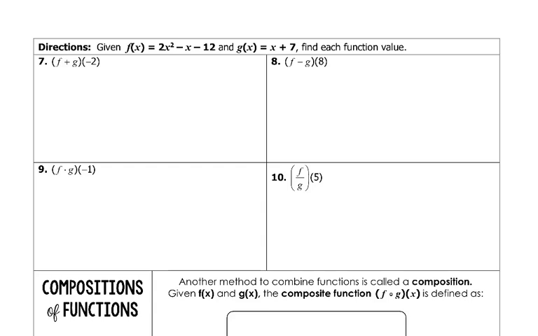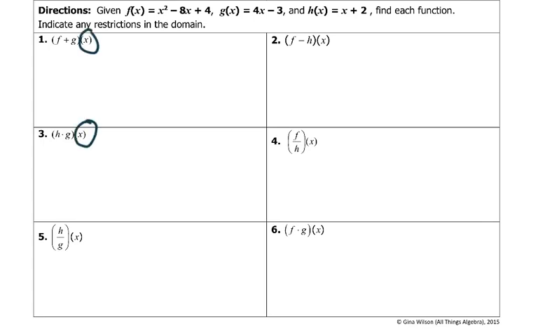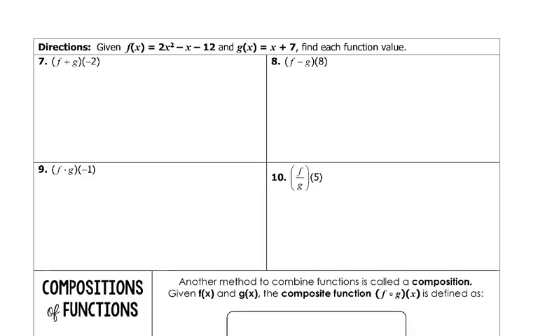If you look at this, we have f of x equals 2x squared minus x minus 12, and g of x is x plus 7. Look at what this problem's asking. It's saying f of x plus g of x when x equals negative 2. Normally we'd see x here. If you look back at the problems back here, there's an x for every single one of these. But now for our new ones, we have numbers there.